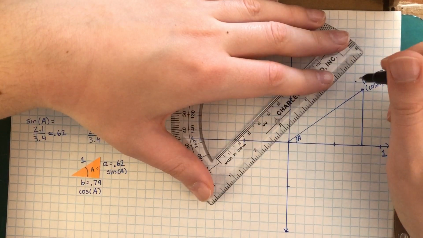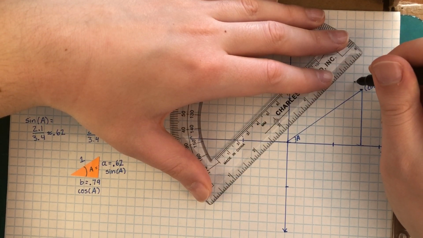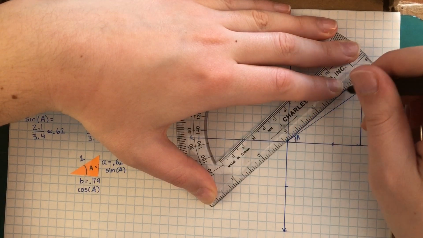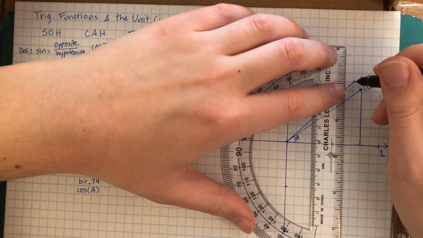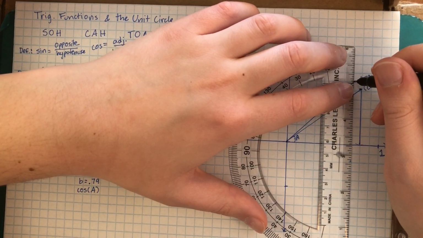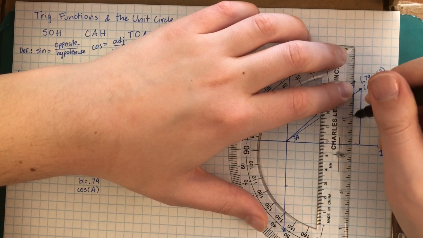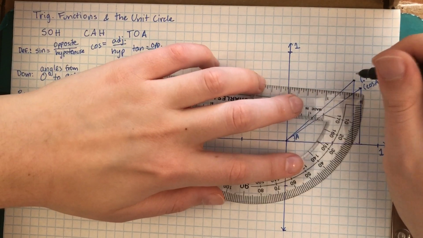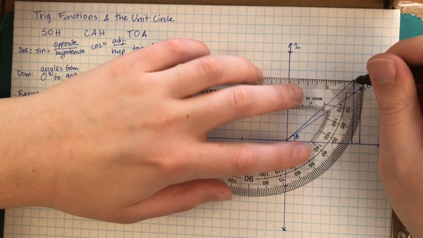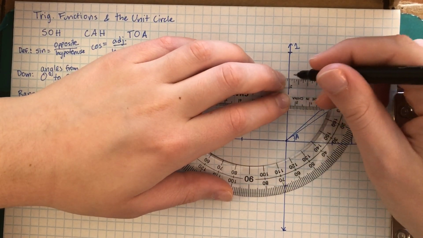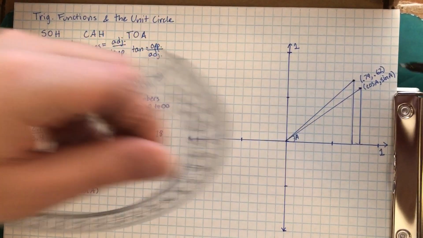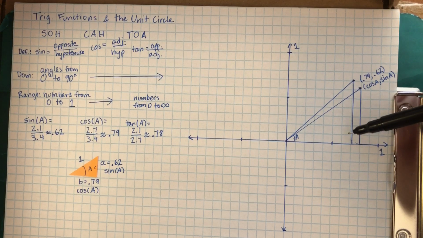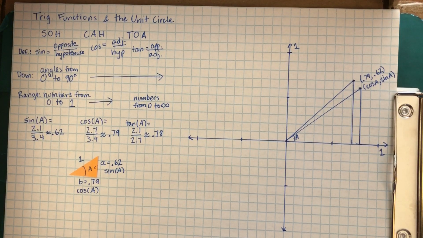If I wanted to draw a new triangle here with an angle of 45 degrees instead of the 38, it would look like this. And the coordinates of this point up here would be 0.71, 0.71, or another way to think about that is cosine of 45, sine of 45.